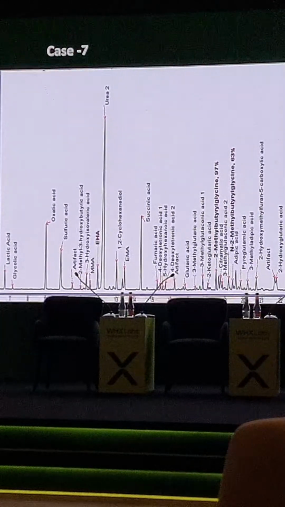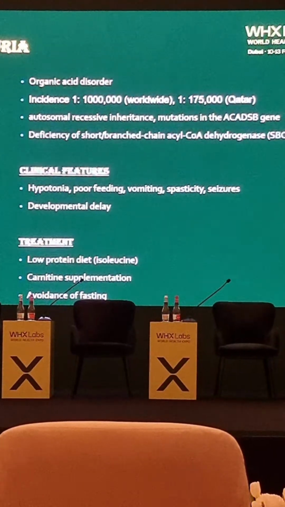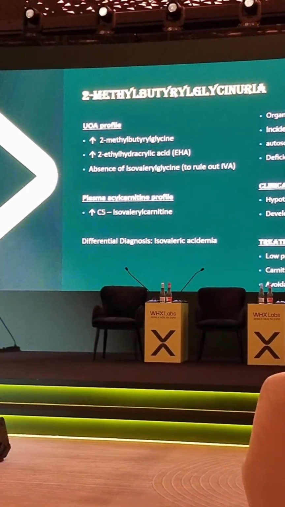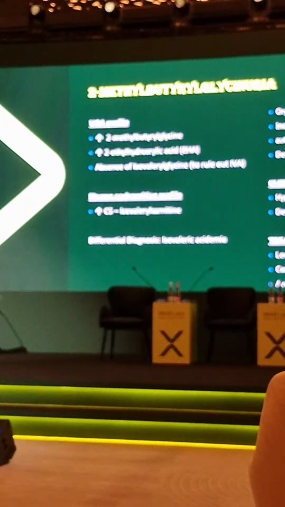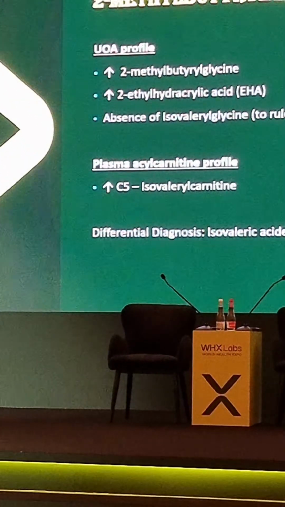Coming to case 7, as you can see here, there are 2 moderately elevated peaks of 2-methylbutyryl glycine and also elevation of EHA. So this is a case of 2-methylbutyryl glycinuria, also called SBCAD or short branched chain acyl-CoA dehydrogenase deficiency. Here, the most important differential diagnosis is isovaleric acidemia, because in the plasma acylcarnitine you will see an elevated C5 or isovaleryl carnitine. This is an organic acid disorder with a worldwide incidence of 1 in a million, but in Qatar, 1 in 100,000.